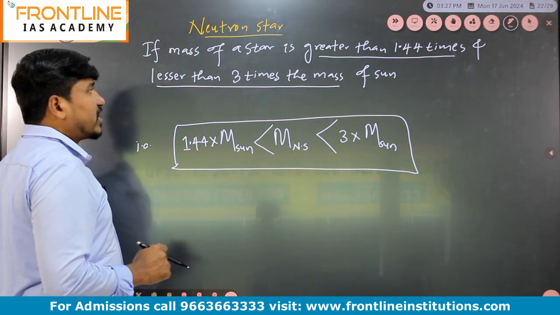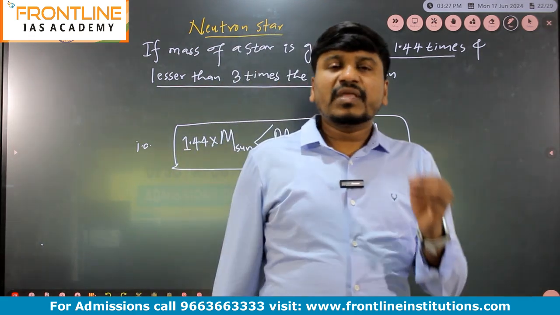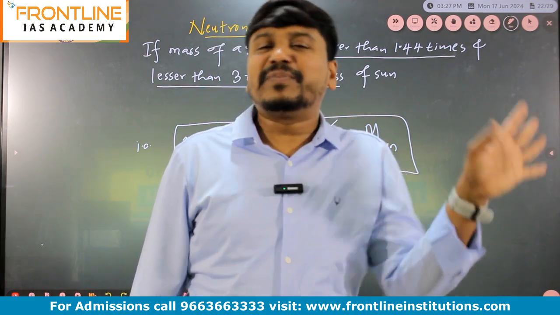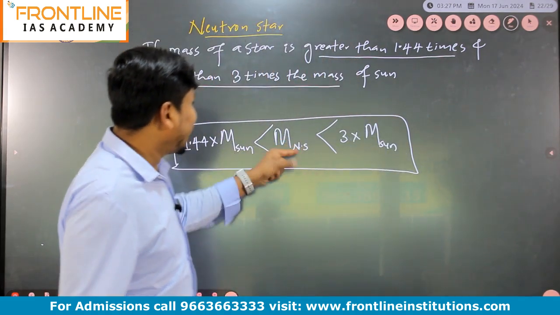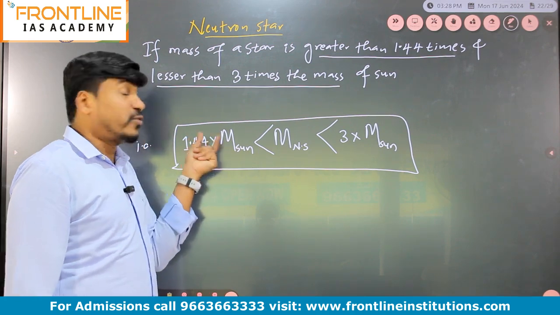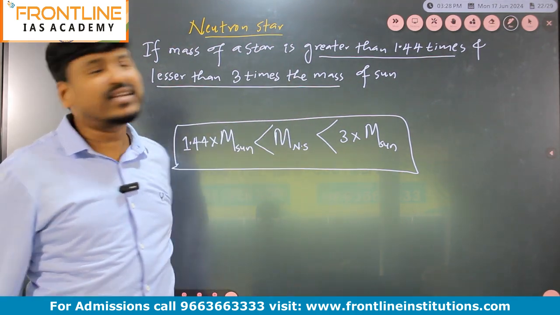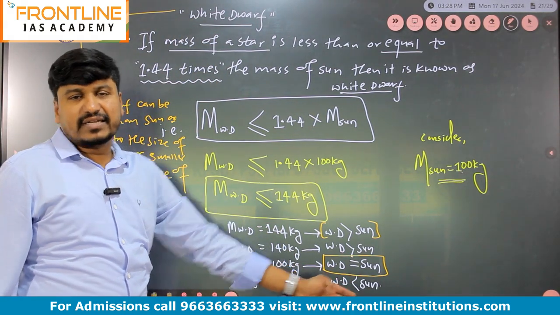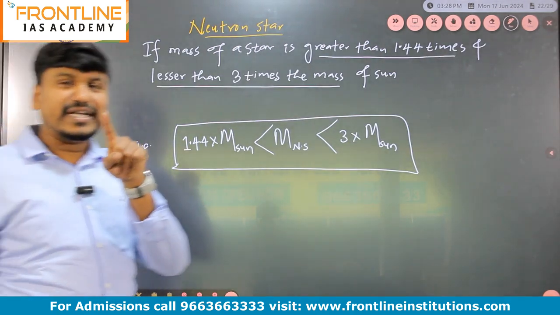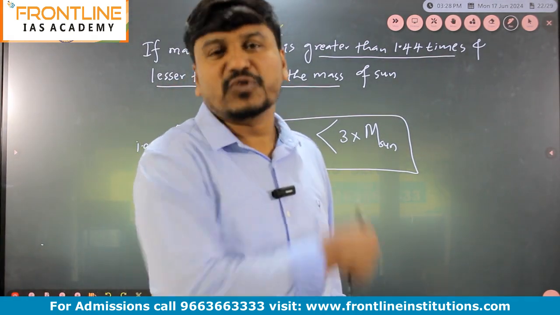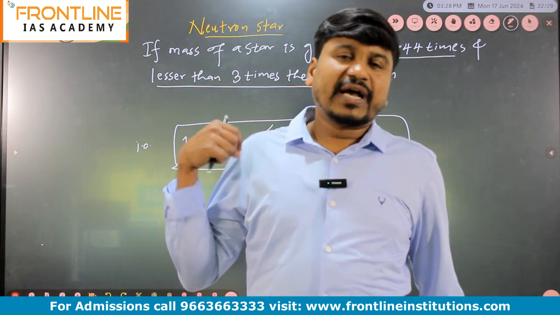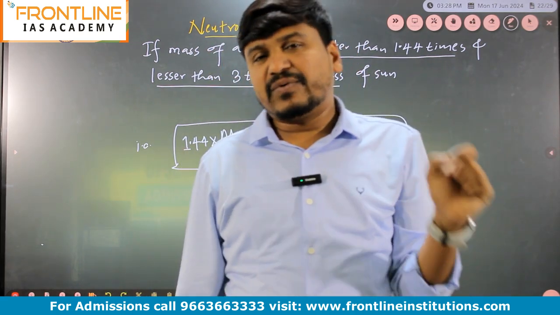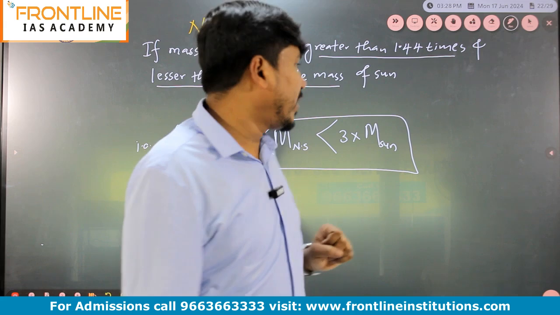Very important. If you get the question, can a neutron star be smaller than the sun? The answer is no. A neutron star can never be lesser than the sun, because the condition is that it should be at least 1.44 times the mass of the sun. But white dwarf can be smaller than the sun, while a neutron star can never be smaller than the sun. And this was last year's UPSC question. Very important point.